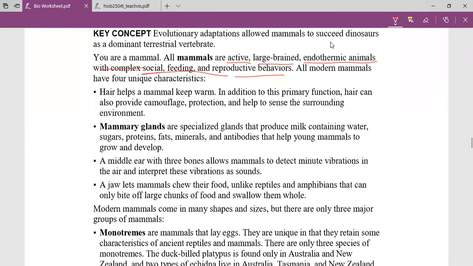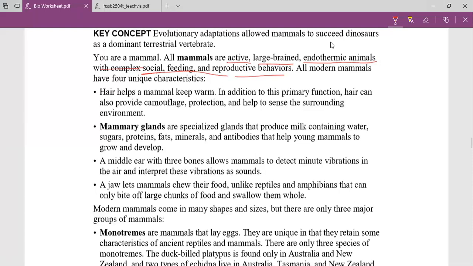Mammals are active. They have a large brain. They're also endothermic animals with complex social, feeding and reproductive behaviors. All modern mammals have four unique characteristics. Is that understood? They have four unique characteristics. Hair helps a mammal keep warm. They have hair on the body that helps to keep them warm.